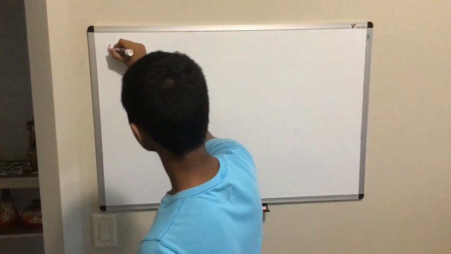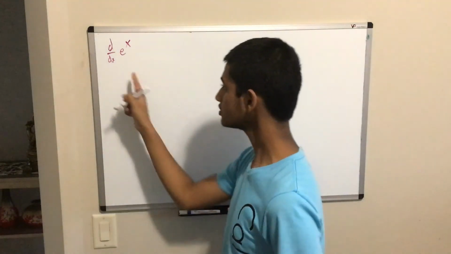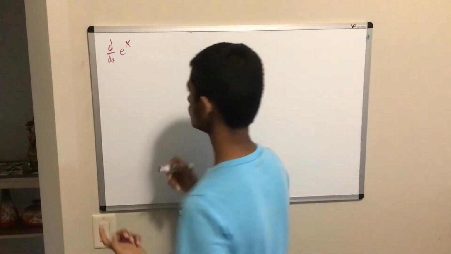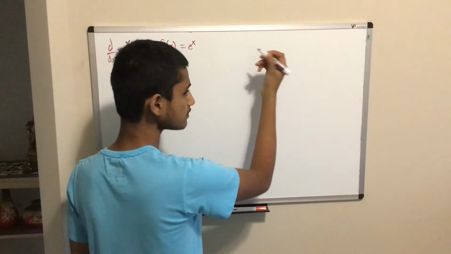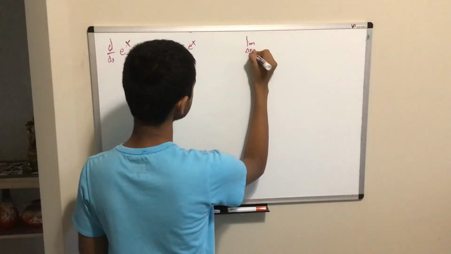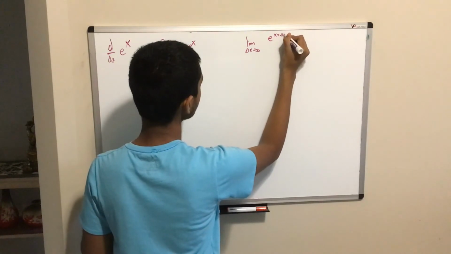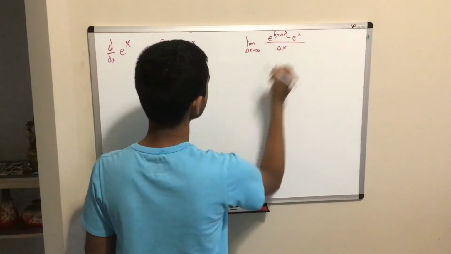So now let's take the derivative of e to the power of x. And when I take the derivative of this, I assure you you're going to be really surprised with what our answer turns out to be. So let's let f of x equal e to the power of x and take the derivative using the limit definition. So the limit as delta x approaches 0 of e to the power of (x plus delta x) minus e to the power of x, divided by delta x.